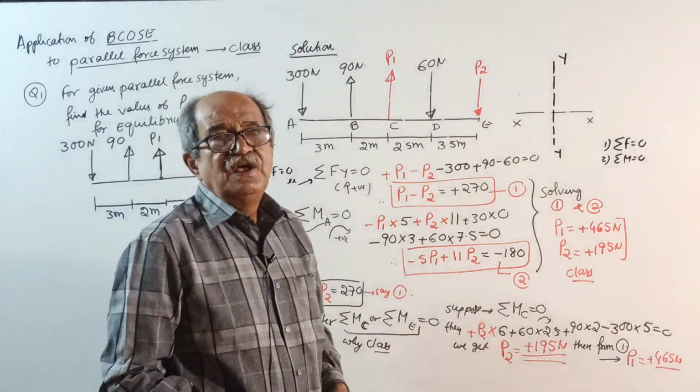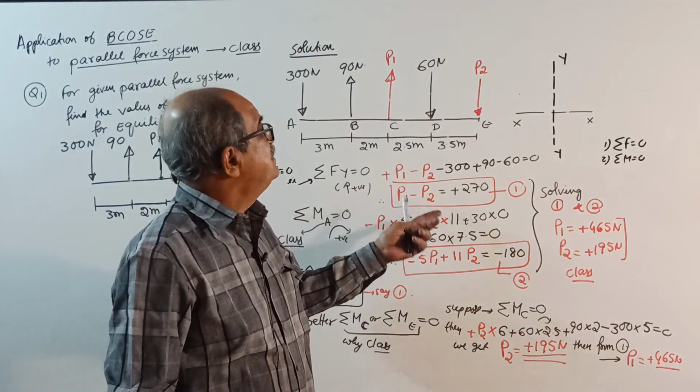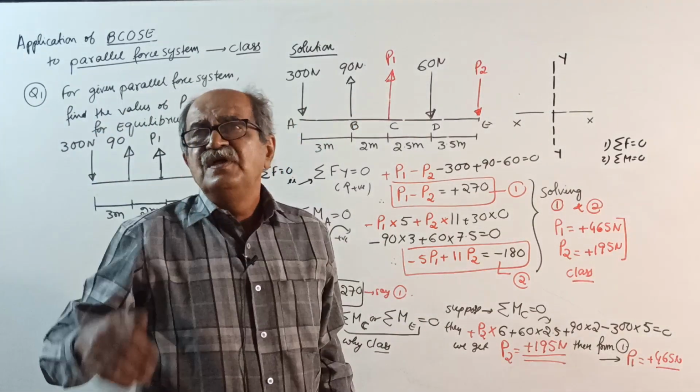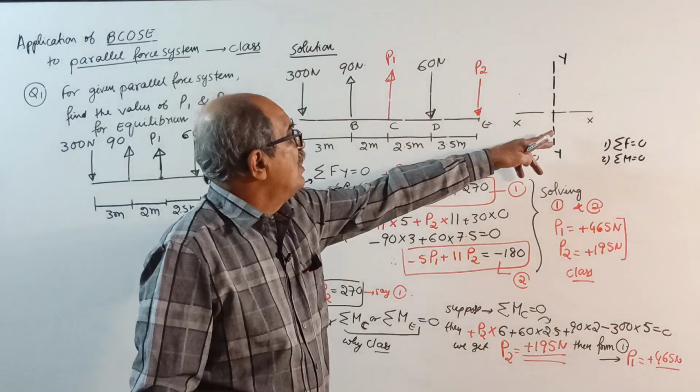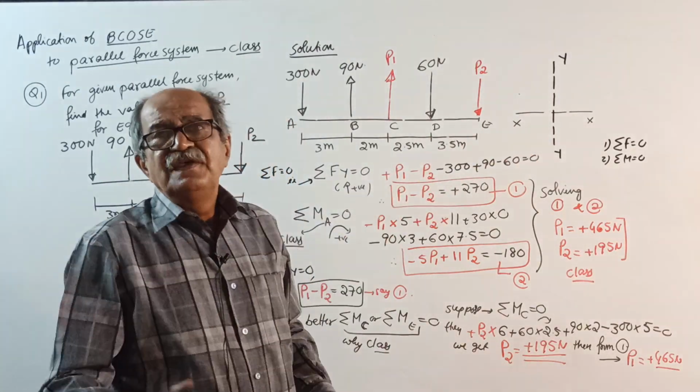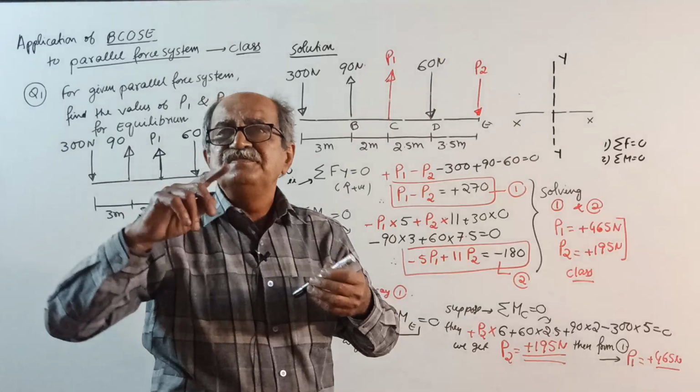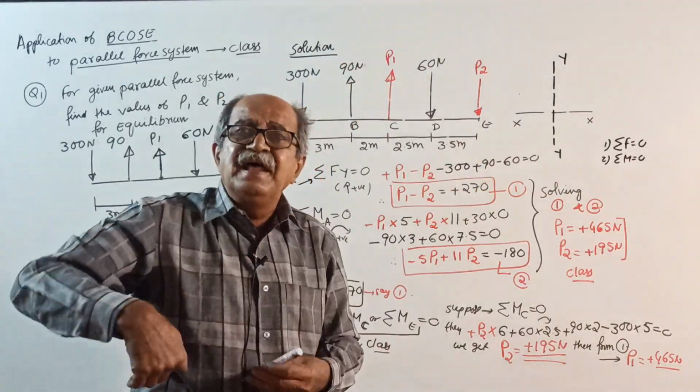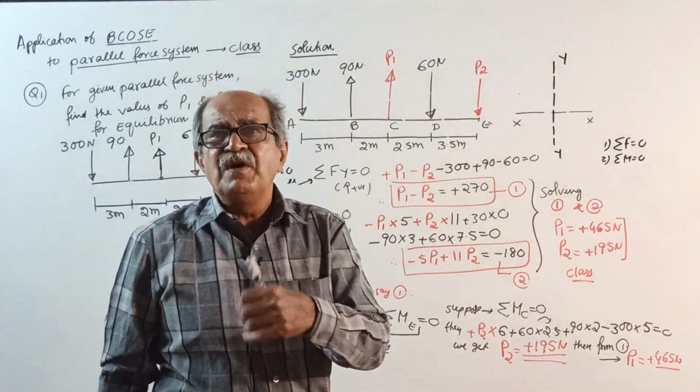Reason: in the next question, for a change, I will give horizontal forces. Then sigma Fy will not come; sigma Fx equal to 0 will come. Suppose all forces are inclined, then sigma F in that direction equal to 0. This we covered earlier.